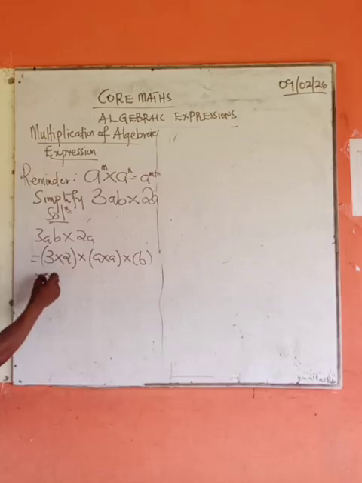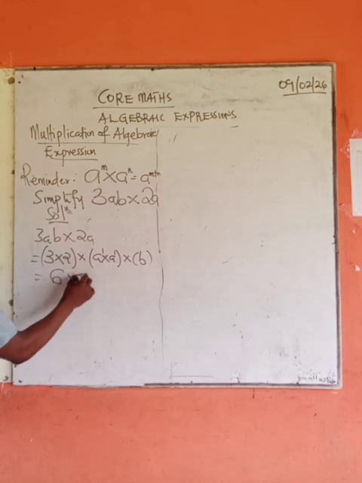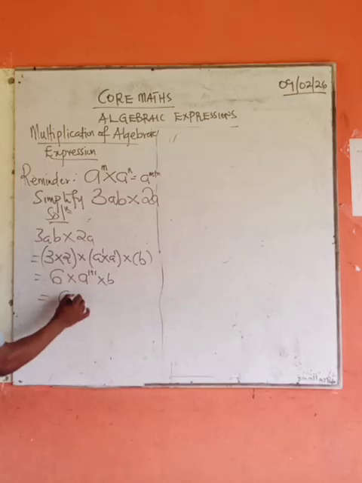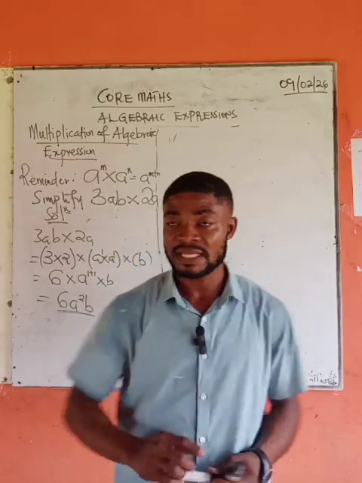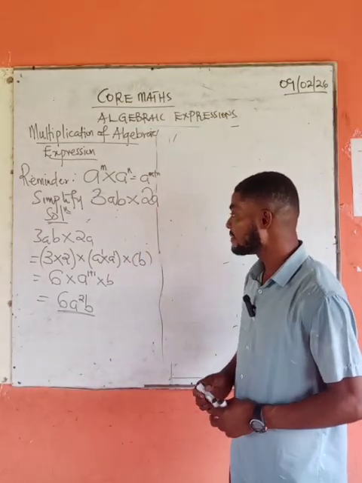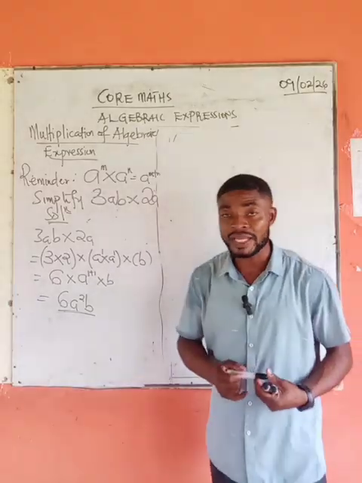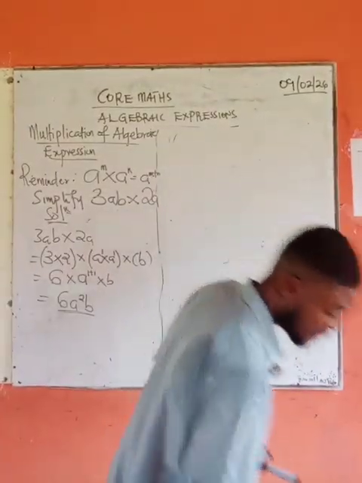3 times 2 will give us 6. A times a, remember this is a power 1, this is a power 1, so you get a power 1 plus 1, times b, giving us 6a power 1 plus 1, 2b. So we have 6a squared b. That is the product of 3ab and 2a. Okay, let's take another example.